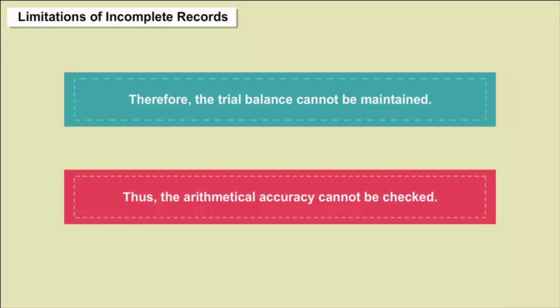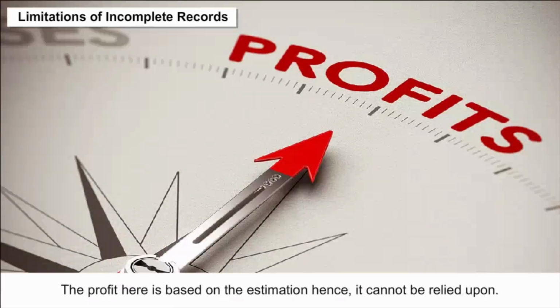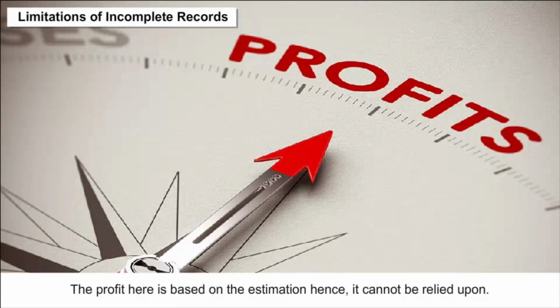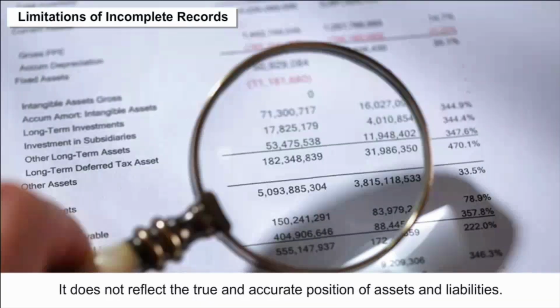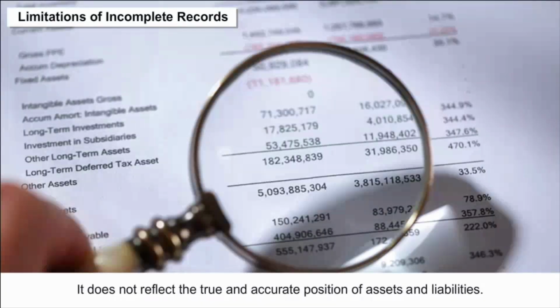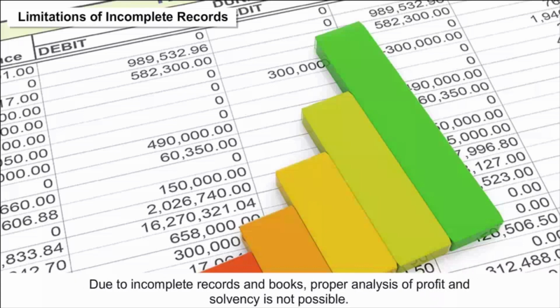Thus, the arithmetical accuracy cannot be checked. The profit here is based on estimation, hence it cannot be relied upon. It does not reflect the true and accurate position of assets and liabilities. Due to incomplete records and books, proper analysis of profit and solvency is not possible.